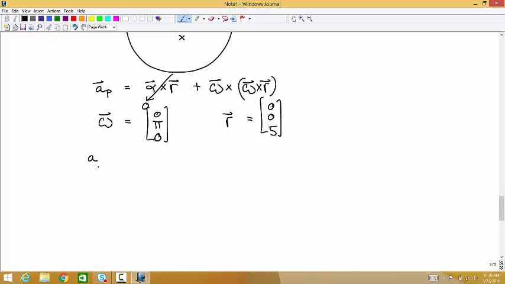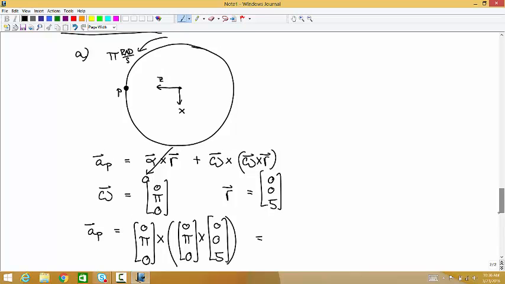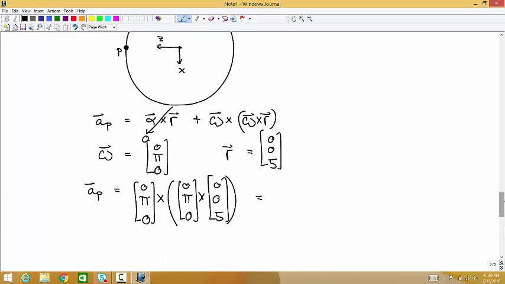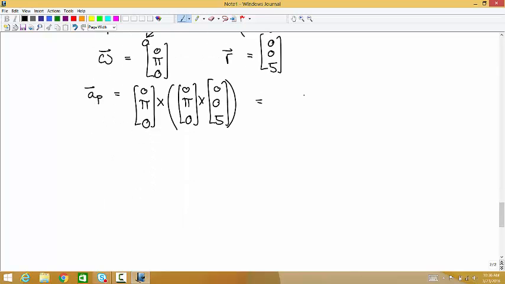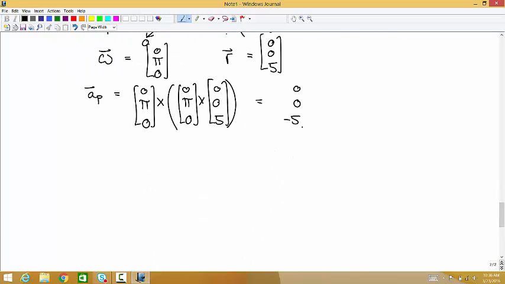So the acceleration is equal to 0, pi, 0, cross quantity 0, pi, 0, cross 0, 0, 5. And that is 0, 0, -5 pi squared.